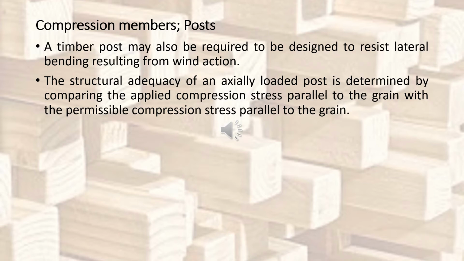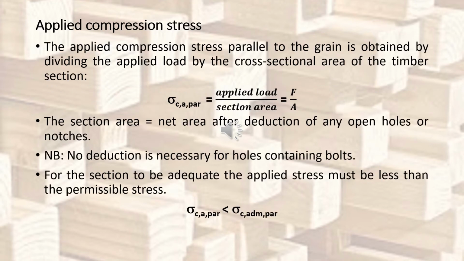The structural adequacy of an axially loaded post is determined by comparing the applied compression stress parallel to the grain with the permissible compression stress parallel to the grain. So you've got an applied force, you're going to determine the applied compression stress, and you're going to be comparing it with the allowable compression stress for that specific timber. Now, to start with, one has to determine the applied compression stress.